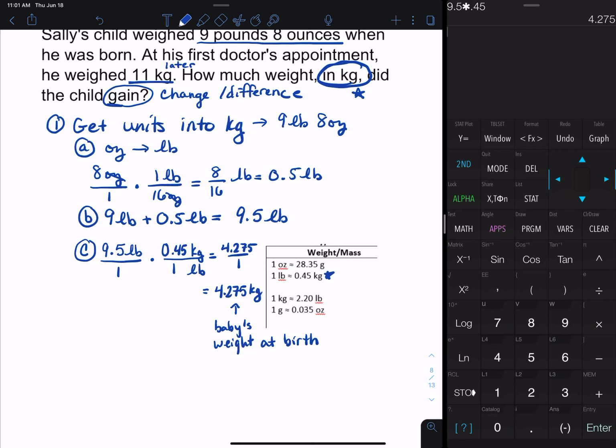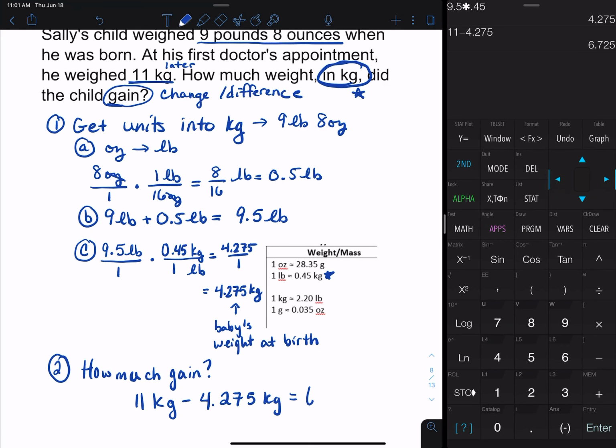So now I'm going to do the second step. I'm going to actually figure out what they asked me. How much weight did the child gain? So we said that was a difference or a change, so I need to do the subtraction. So I'm going to take that 11 kilograms and subtract out that 4.275 kilograms. When I do that subtraction, 11 minus 4.275, that gives me 6.725 kilograms. So that's how much weight this child gained between birth and the doctor's appointment.